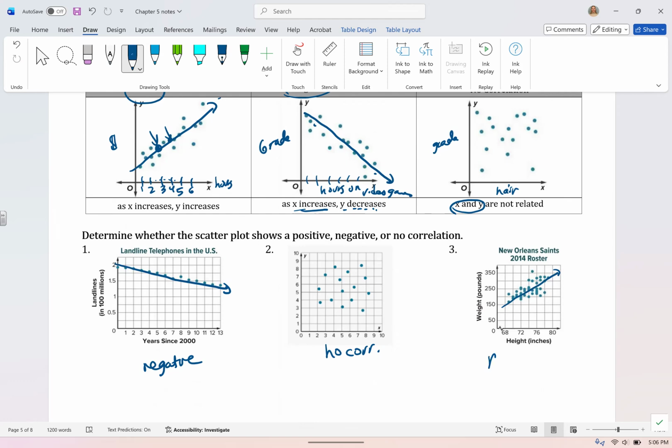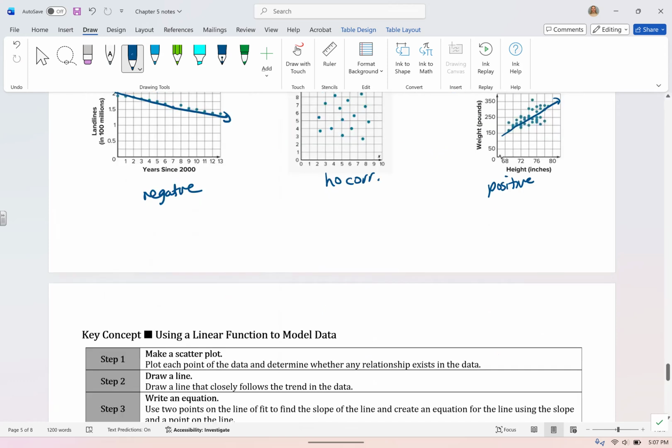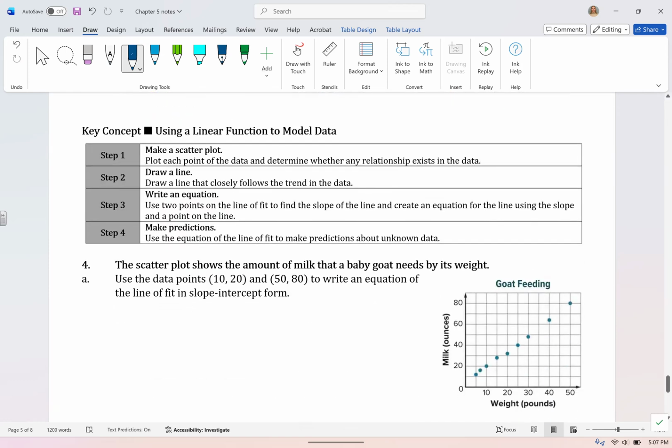This would be positive. Positive correlation. In general, it's going up. That line of fit is going on an uphill slant, and so the trend is increasing. There's a positive correlation. Okay, how would you write the equation of this line?